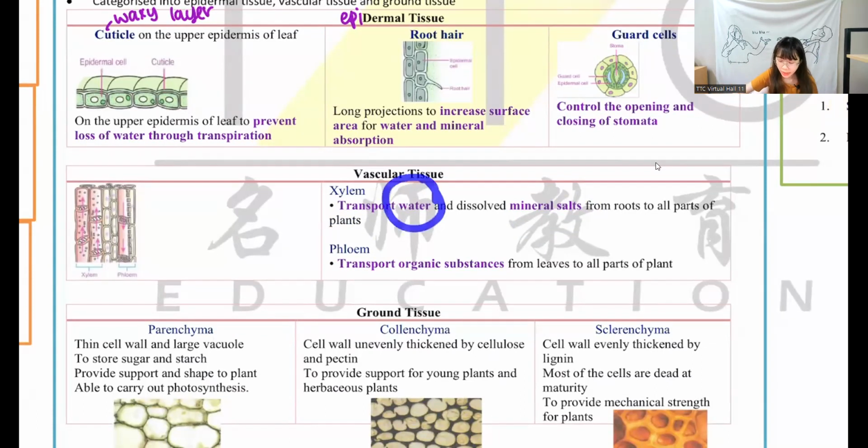Xylem water and mineral salt is always from the root. Phloem is from the leaves to all parts of the plant, because the leaf is the one that carries out photosynthesis. So remember, xylem looks like a straw. Phloem looks like a bamboo, section by section. So this is the phloem.